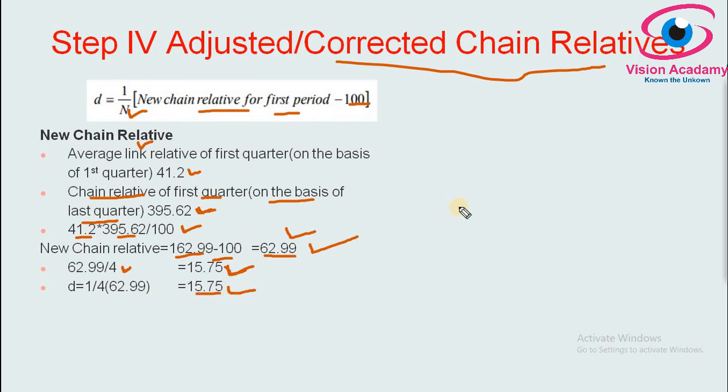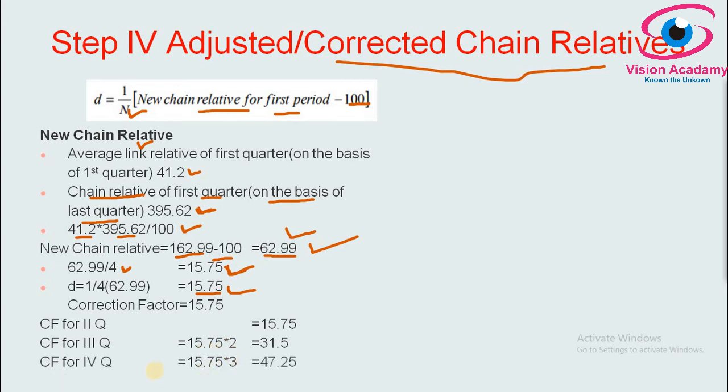This is the correction factor, and let us find the correction factor for each quarter. So the correction factor is 15.75 for the second quarter. This is because for the first quarter we cannot find a correction factor since we don't have elements. The correction factor for the third quarter is 15.75 into 2, and the correction factor for the fourth quarter is 15.75 into 3. So we obtain the correction factors by doing so. Now we can find the corrected chain relatives. To find the corrected chain relatives we need the correction factor.